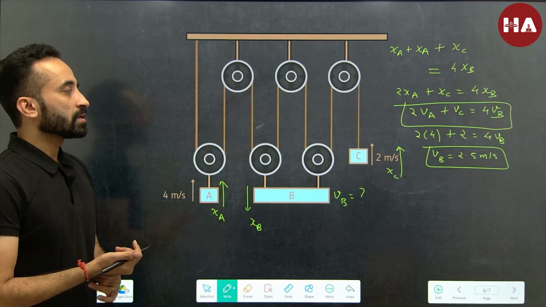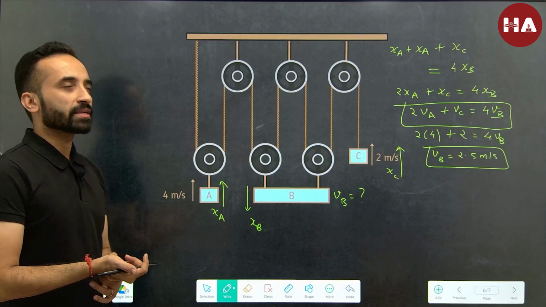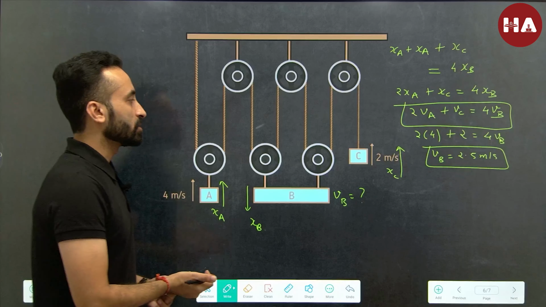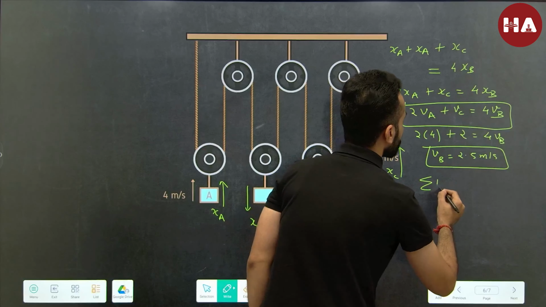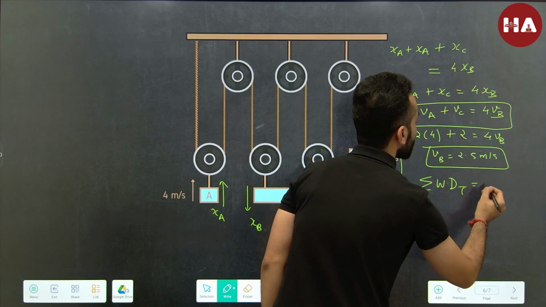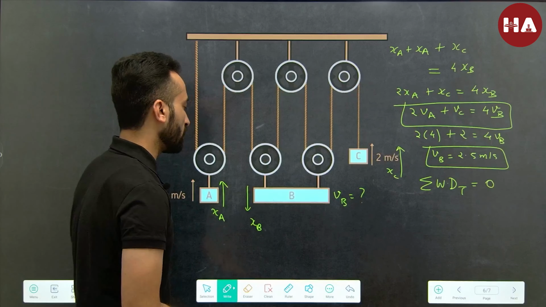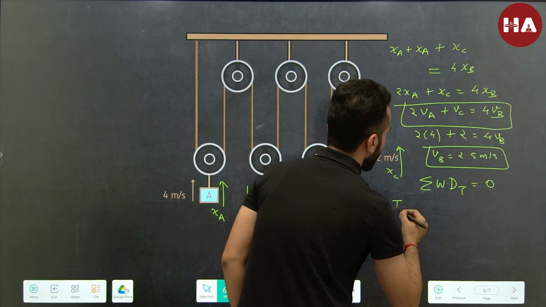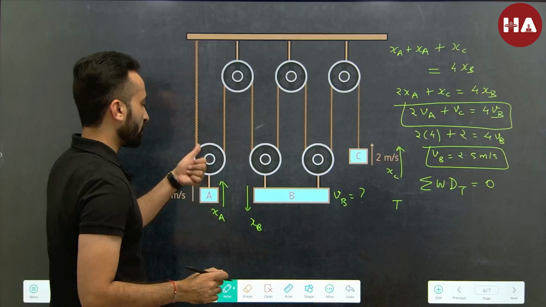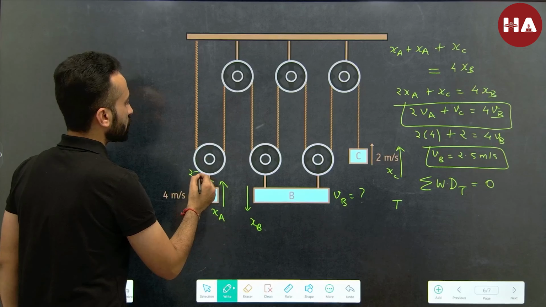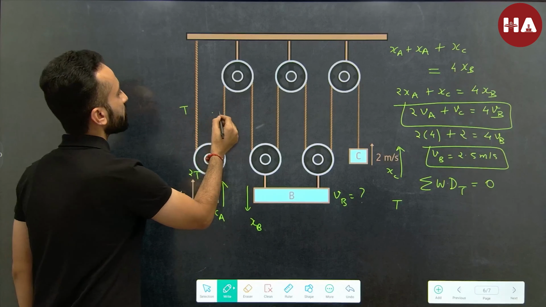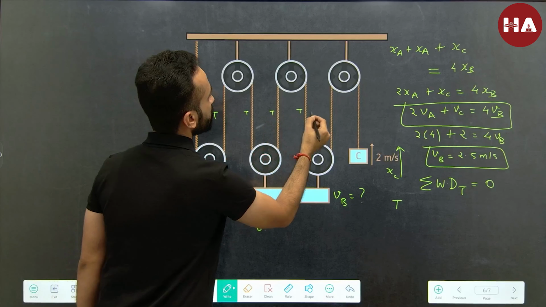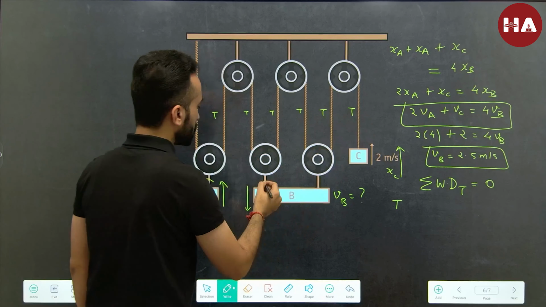Okay. The other way of doing it, of course, is the virtual work method. So there you will write the work done by tension overall is 0. The work done by tension overall is 0. So what can we write here? We can clearly write T, or is it 2T? Of course it is 2T. Okay, so T is the tension in the main string. Okay, so the tension in these strings is going to be 2T and 2T. All right then.